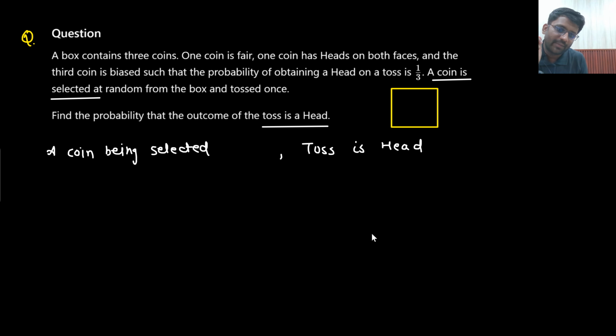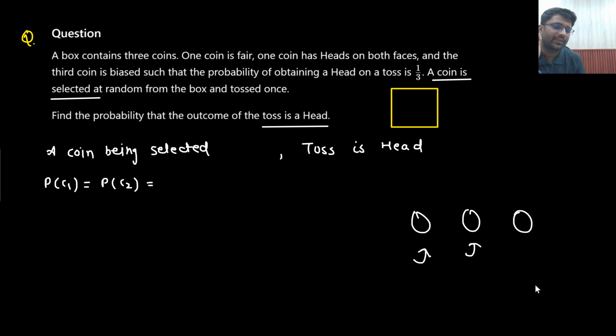So first of all, can you let me know what will be the probability of selecting coin C1? What will be the probability of selecting coin C2? Let's just say you are given 3 coins. What is the probability that you will select this coin? That will be 1/3. What is the probability that you will select this coin? That is also 1/3. And what will be the probability that you will select this coin? That will also be 1/3. Selecting the coin is an independent process.